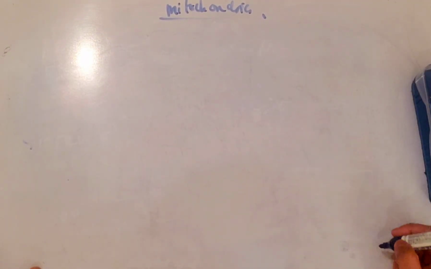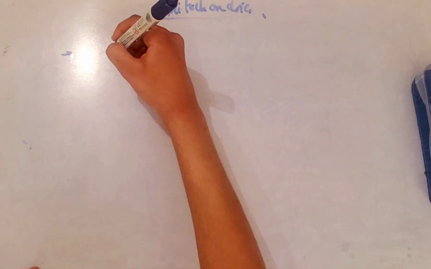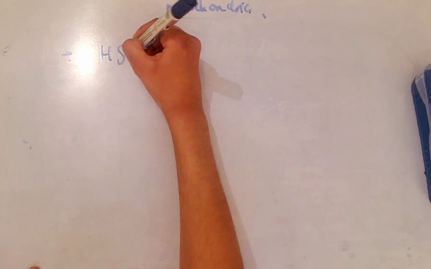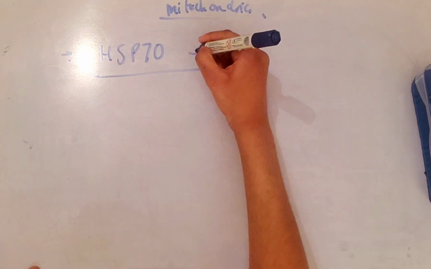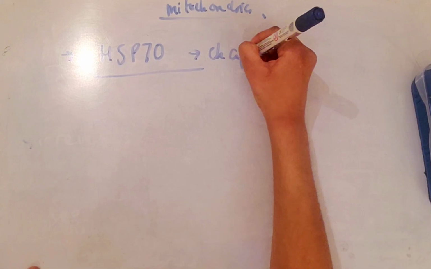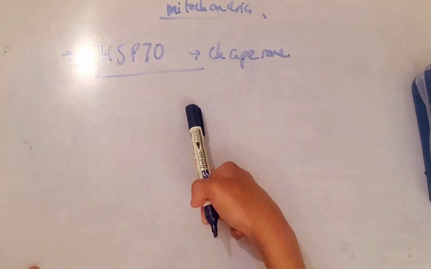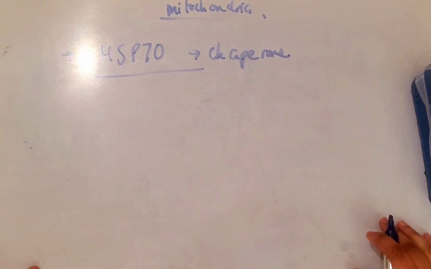One thing I want to point out is that the protein is complexed with something known as HSP70. This is a chaperone. The role of this is to maintain the unfolded state of the protein. So this is different to the nucleus where proteins will enter folded.